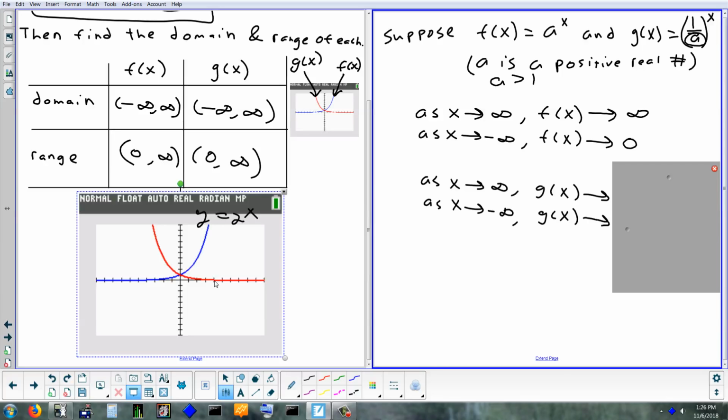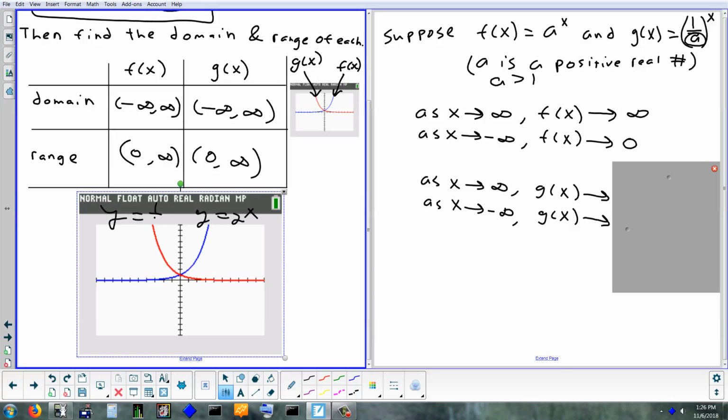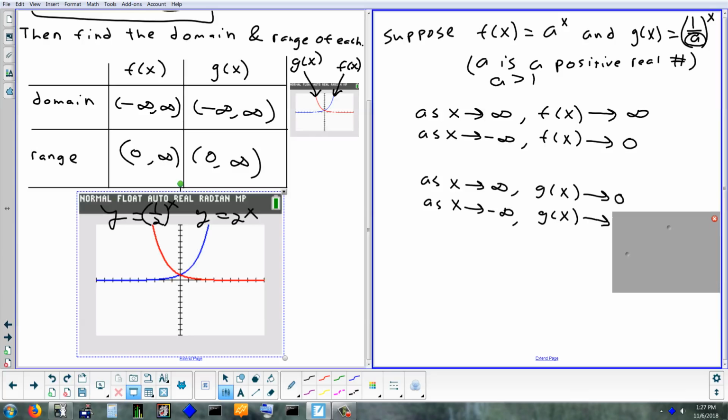It approaches 0. So the graph in red would be something like, I think we did y equals 1/2 to the x. If you take a fraction and raise it to a bigger and bigger power, it gets smaller and smaller, approaching 0. Now, if you take a fraction and raise it to a negative number, it gets huge, right? Like 1/2 to the negative 20th power, that's a huge number. It goes up, and it approaches infinity.